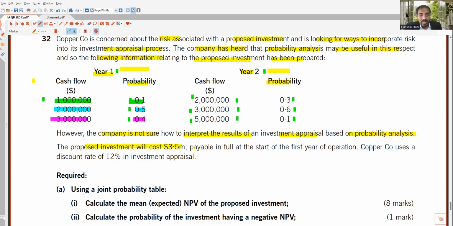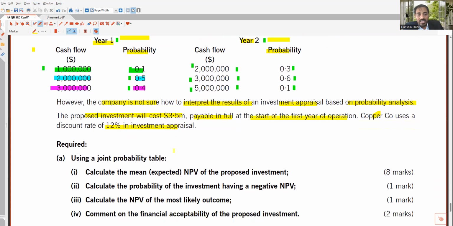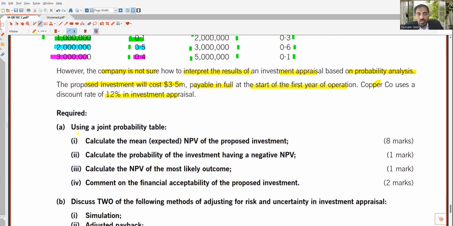Payable in full at the start of the first year of operations. Copper uses a discount rate of 12%. And this is the question. Use the joint probability table to calculate the expected NPV. Calculate the mean NPV, or expected NPV, which are interchangeable words, of the proposed investment.